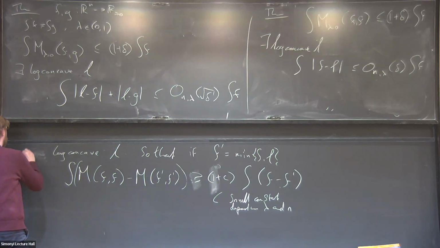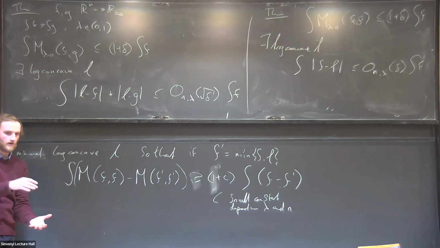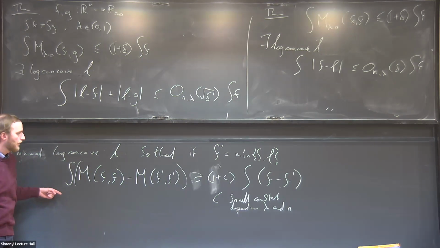So I'm going to pick, let's say, a minimal log concave. I'm going to pick an L as small as I can, with the property that there's no other log concave function which is upper bounded by this original log concave function. So the smallest in that sense, which has the property that this inequality holds.